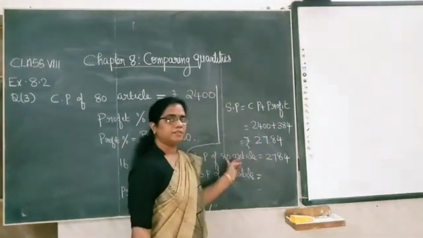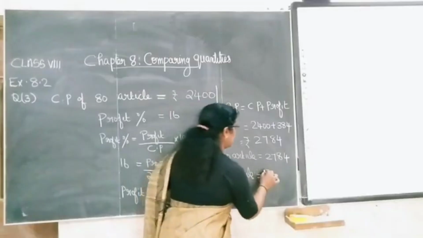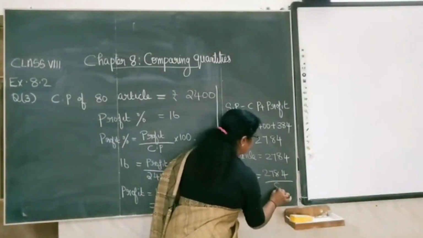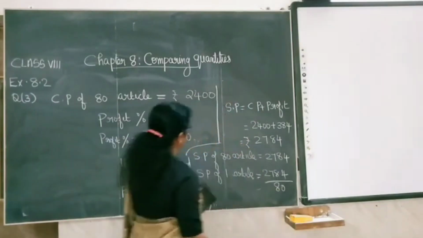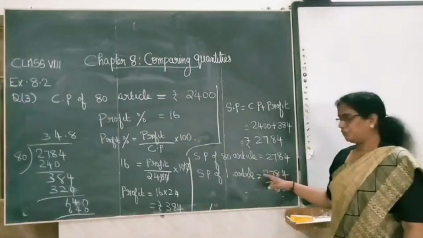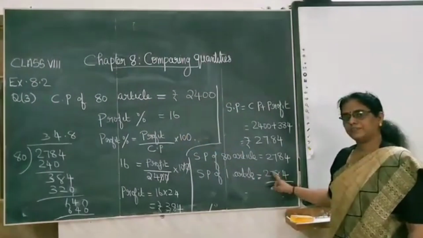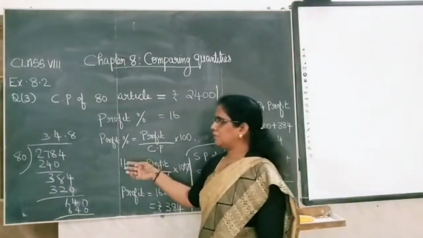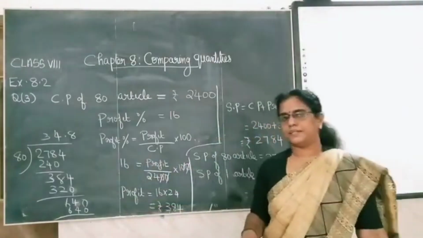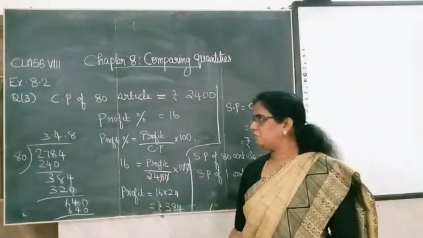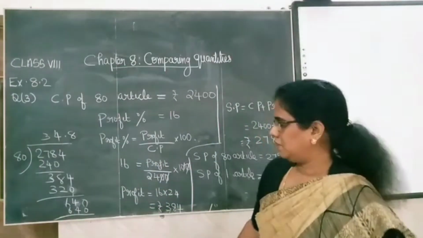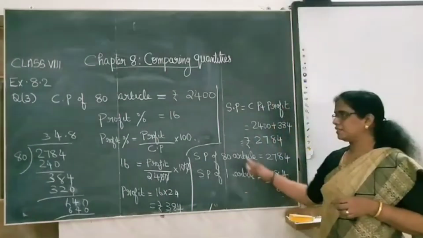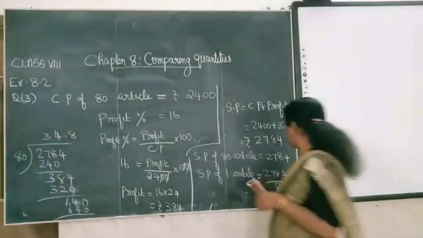Dividing this right side number with the 8. So this becomes 2784 divided by 8. And selling price of one article, that is 2784 divided by 80. And when you divide 2784 by 80, you will get the answer 34.8. So our answer will be selling price of one article we got there, 34.8.